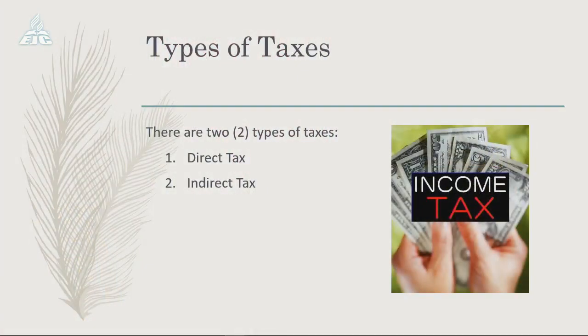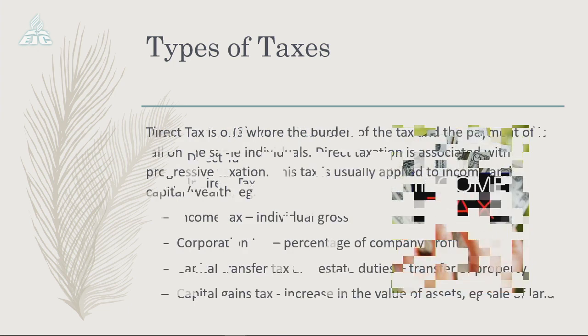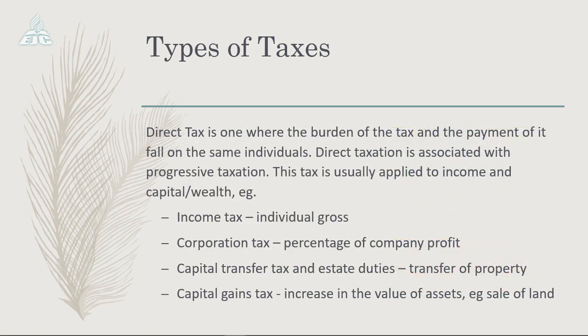Now, those were the forms of taxes, and we are going to the types of taxes. And there are two types. Good? There are direct taxes and indirect taxes. And of course, just given the terms, you can pick up what these taxes are. So the direct tax is the one in which the burden of the tax and the payment of the tax fall on the same individual.